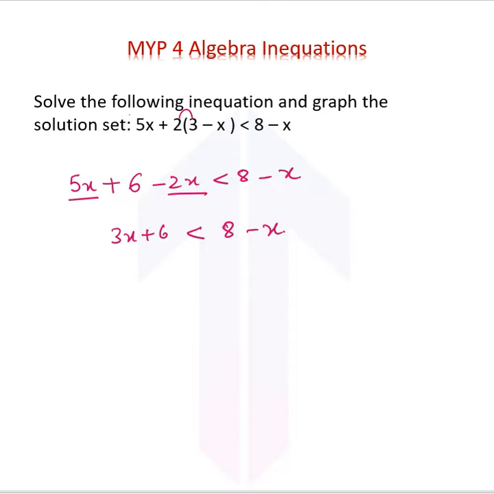So we'll subtract 6 on both sides. So we have to write subtracting 6 on both sides. We get 3x plus 6 minus 6. 6 goes away. 8 minus 6 would be 2 minus x.